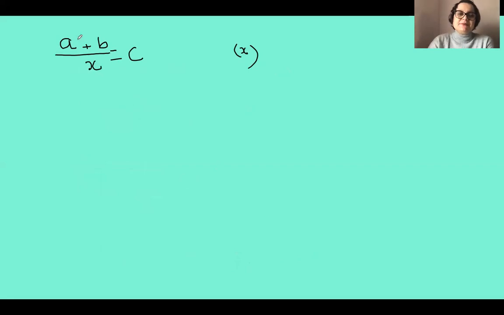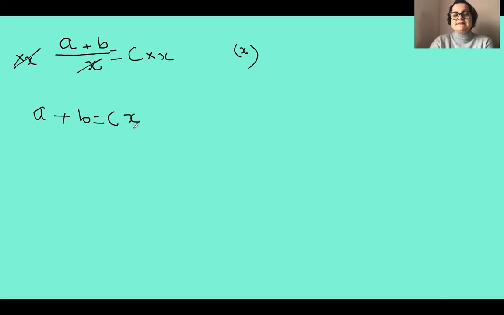Next question, making x the subject of this equation. Now x is in the denominator, and we have to get rid of the denominator by multiplying by x both sides. Multiply by x, and we cancel the x's out. So we have a plus b equals c times x, which is cx.